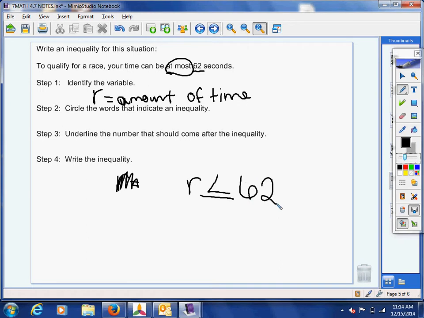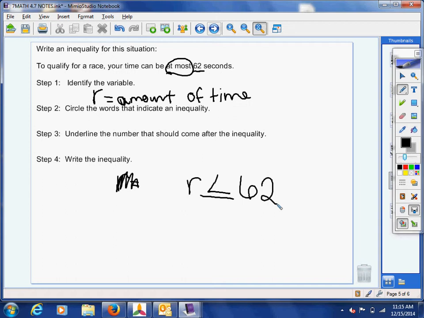Beautiful. That looks great. How did you do on your paper? Good. Did anybody do a different variable? S is fine, S for seconds. You could have done T for time, or X. There are lots of variables. Watson chose R. It's not a big deal. Choose whatever you want.